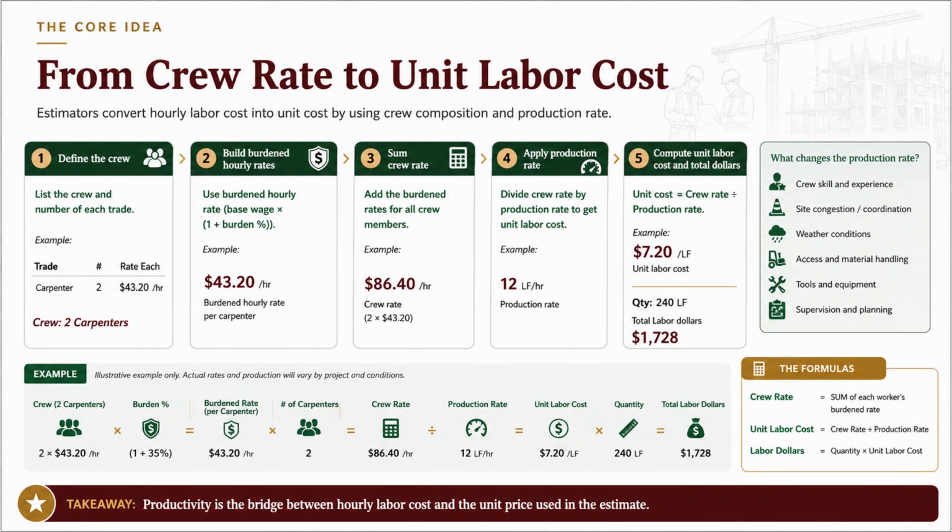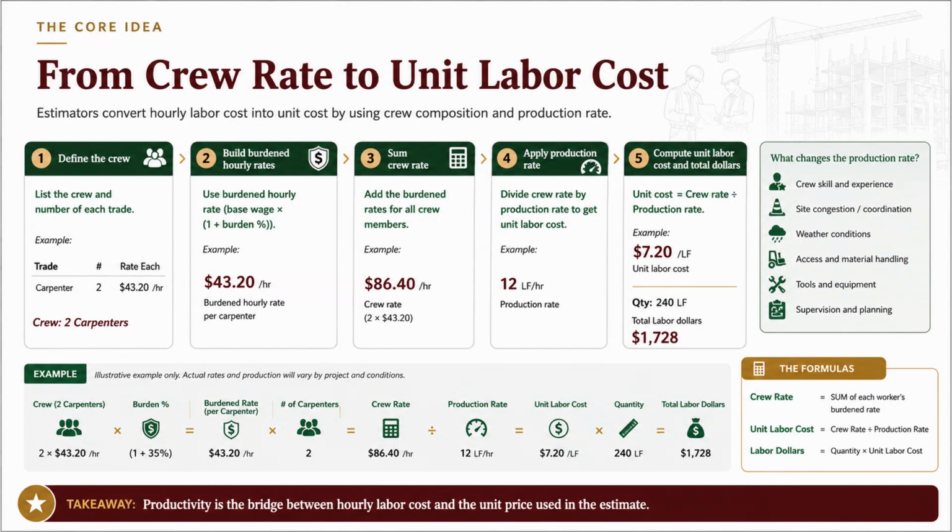The employer side is 6.2% of wages for Social Security, up to the annual wage base, plus 1.45% for Medicare, no cap. 6.2 plus 1.45, 7.65% of every payroll dollar paid by the company on top of the wage. That one never changes with your safety record or your state. It's the floor.